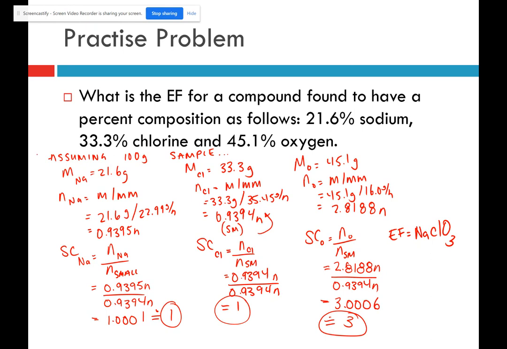Okay, in this example, you would get a mark for making your assuming statement, a mark for your 3 masses, a mark for your 3 mole values being calculated right, a mark for your 3 subscripts, and then a mark for your empirical formula being right. So this one, because there's 3 elements, would be out of 9.